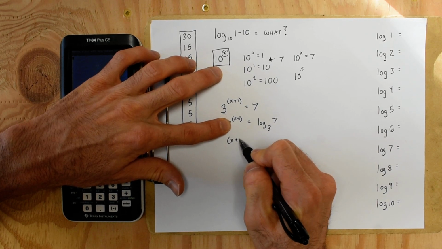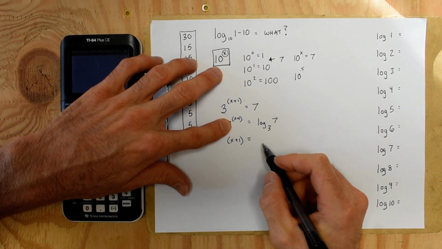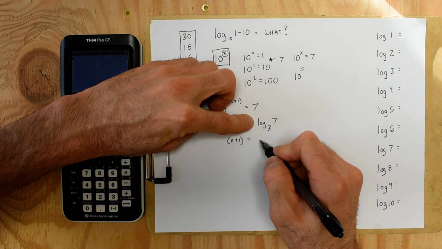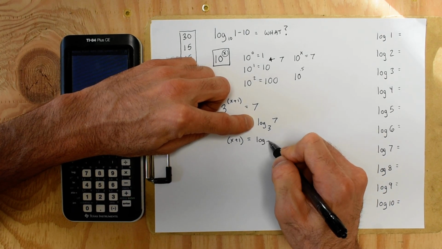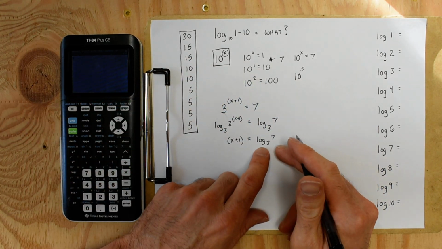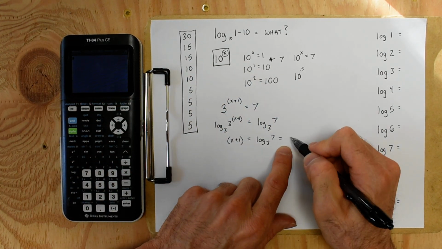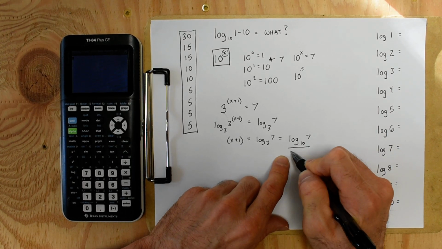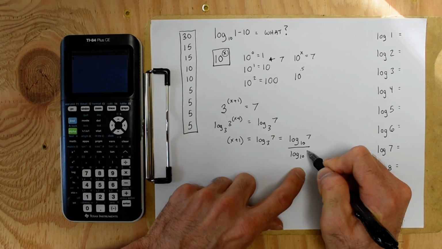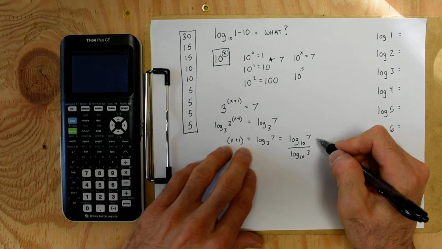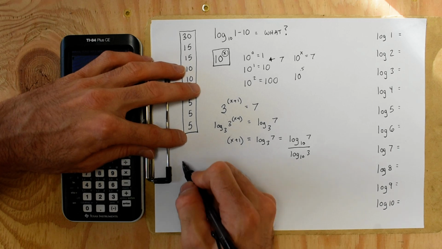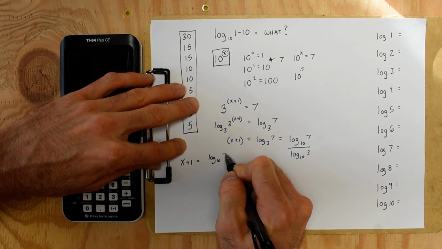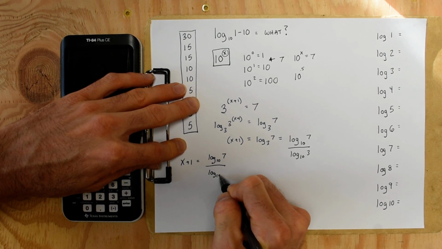Half of math is just saying hocus pocus, that's what it's all about. So all this is equal to log base 3 of 7. But we don't know what log base 3 of 7 is. So another hocus pocus, we just change it to log base 10 of 7, but then you have to divide by log base 10 of 3. So now we've got something: x plus 1 is equal to log base 10 of 7 over log base 10 of 3.